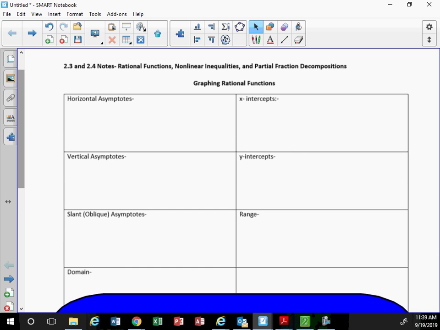Okay, so stuff that you should know about a rational function. This is like y equals 2x plus 3 over x minus 2. It's a fraction that we're looking at. Where do horizontal asymptotes come from on our equation? What do we look at to find a horizontal asymptote?